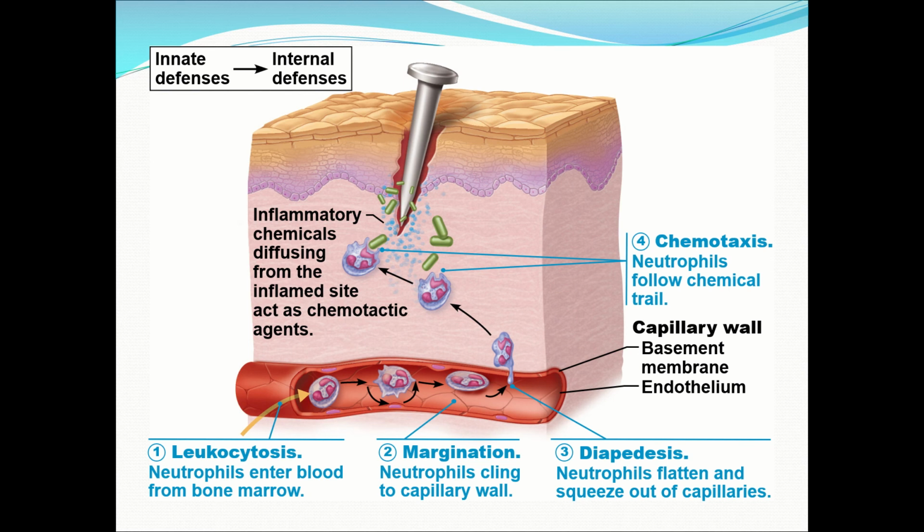In step 1, leukocytosis occurs as neutrophils enter the blood from the bone marrow. In step 2, margination, where the neutrophils cling to the capillary wall. In step 3, diapedesis, the neutrophils will flatten and squeeze out of capillaries. And in 4, the chemotaxis, or the neutrophils will follow a chemical trail. And so as the neutrophils enter the area and the tissue fluid flows into the area and the blood vessels dilate, that causes the swelling, heat, redness, and pain.